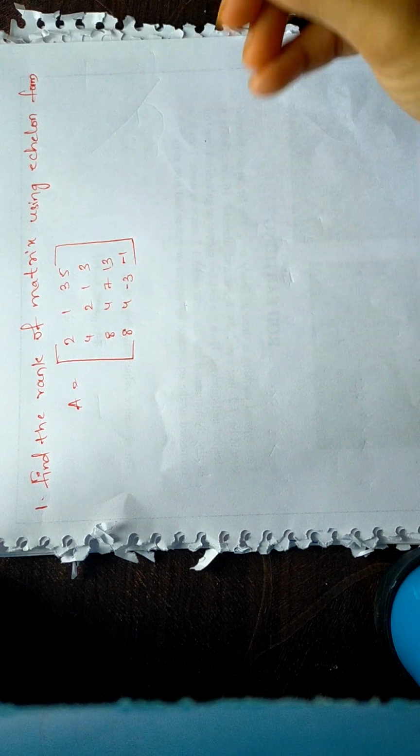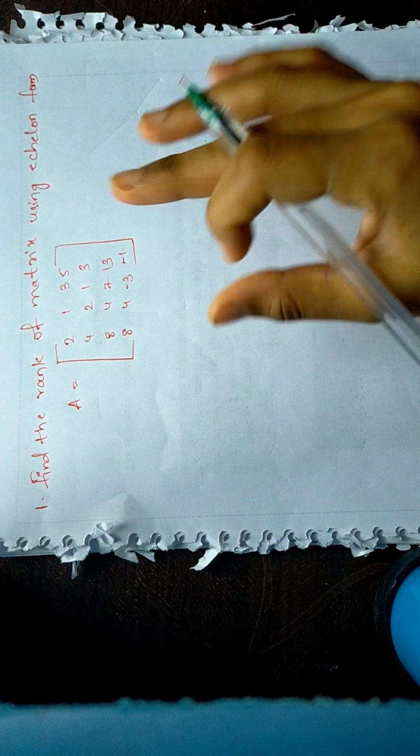Guys, in today's video we are going to see one more example for this echelon form. In the earlier videos and examples, all of them were 3 by 3 matrices. Now I have taken this 4 by 4, and let's solve how to get the rank for this. So first, you have to analyze the matrix.